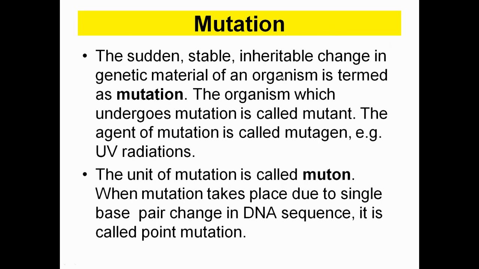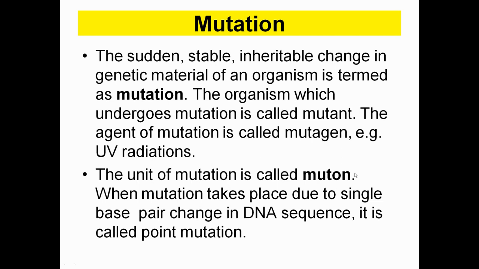Mutation refers to any sudden, stable changes which are passed on generation after generation. These happen in the genetic material, that is DNA or RNA, whatever genetic material is present in the organism. That is referred to as mutation. As you know, an organism which undergoes mutation is referred to as a mutant, and the agents which cause mutation are referred to as mutagens. Mutagens can be radiation or any sort of chemical like benzene. These are examples of mutagens. The unit of mutation is referred to as muton.